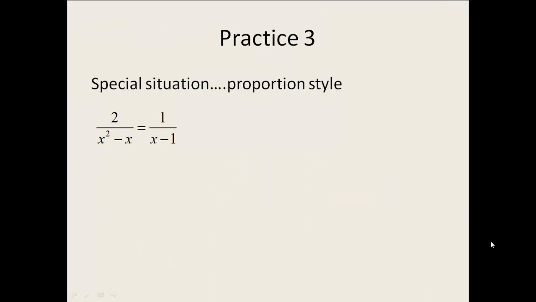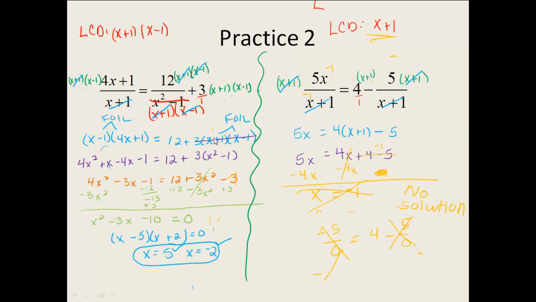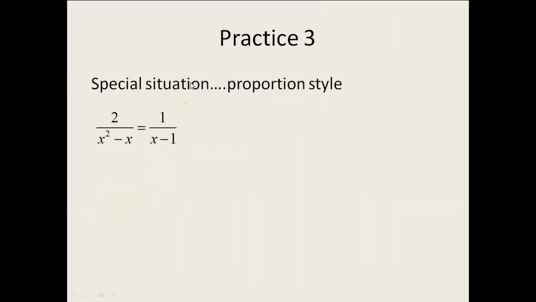Now, when we have these rational equations, there is one special situation that we sometimes run into, and it makes our process a little bit easier, and it's what I call a proportion style, and that's when we only have a single fraction equal to a single fraction. Like on these last examples, there was this +3 at the end, and there was this 4 stuck in there. Those aren't what I would consider proportion style.